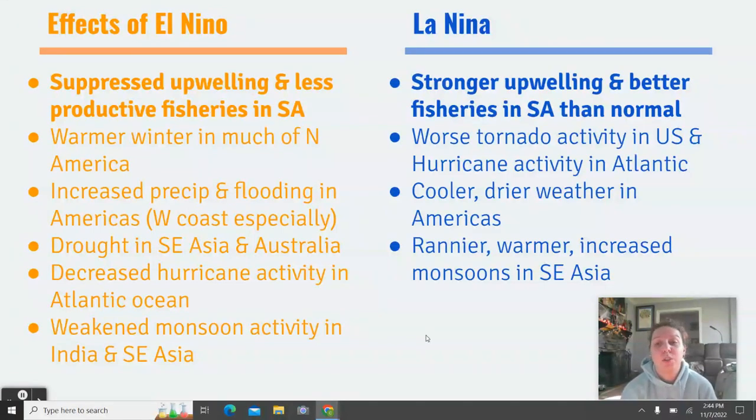This is going to lead to cooler and drier weather in the Americas. And that should say rainier, not rainier. Rainier, warmer, increased monsoons in Southeast Asia. So, to an extent, this can be not so bad for Southeast Asia if it's just a little bit rainier and a little bit warmer. But if it's severe and we start to see more and more of those monsoons happening, then those can be really detrimental to agriculture and just to life in general.